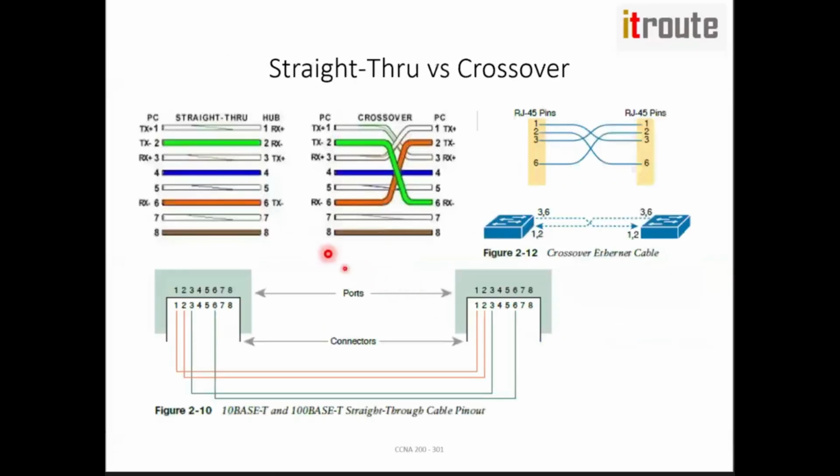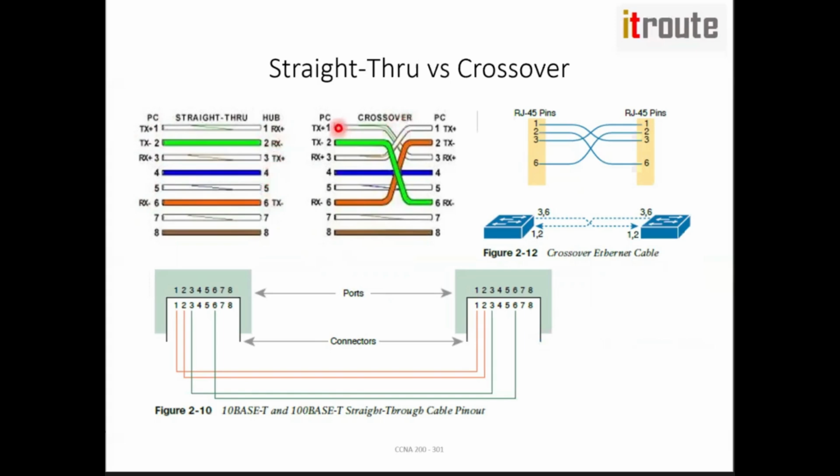These are the pins. Some of the pins are used for transmitting, and some for receiving. They transmit and receive signals. This is their main job. Now, in a straight through cable, on pin number 1 and 2, one side transmits and the other side receives. And on pin number 3 and 6, one side receives and the other side transmits.